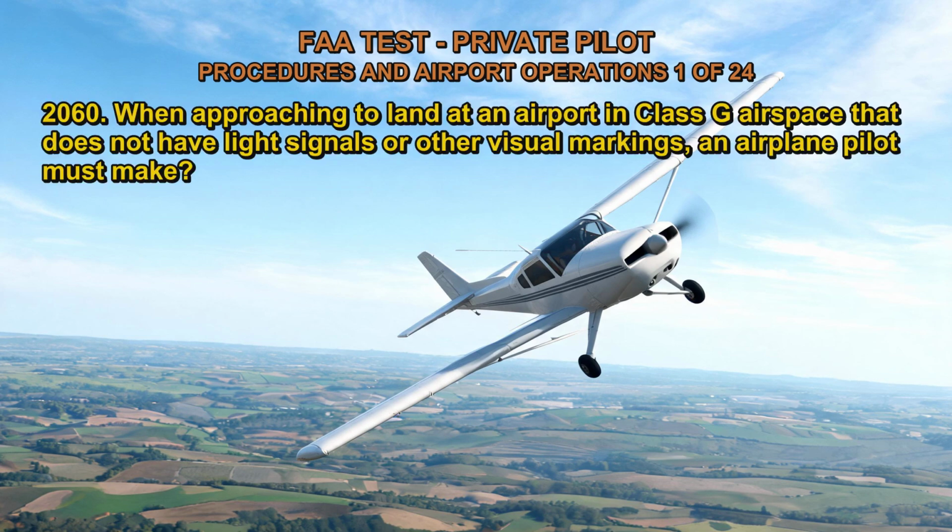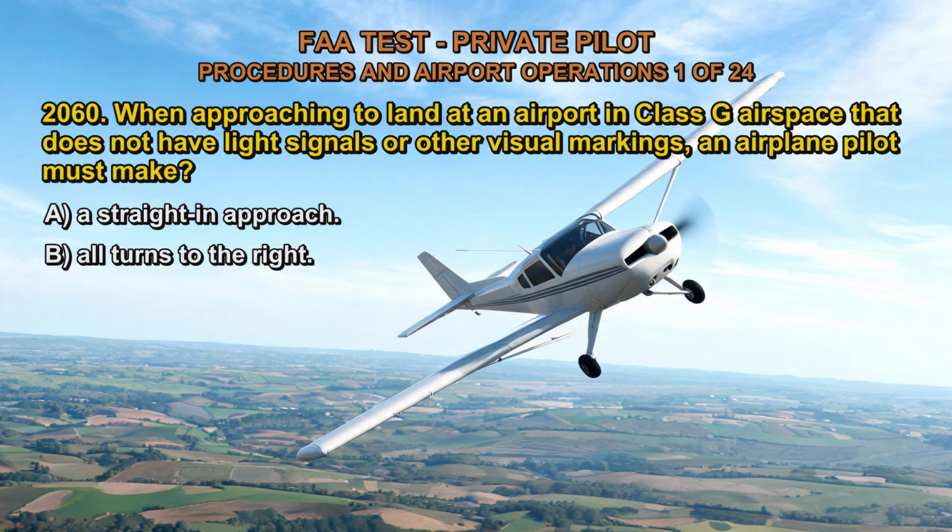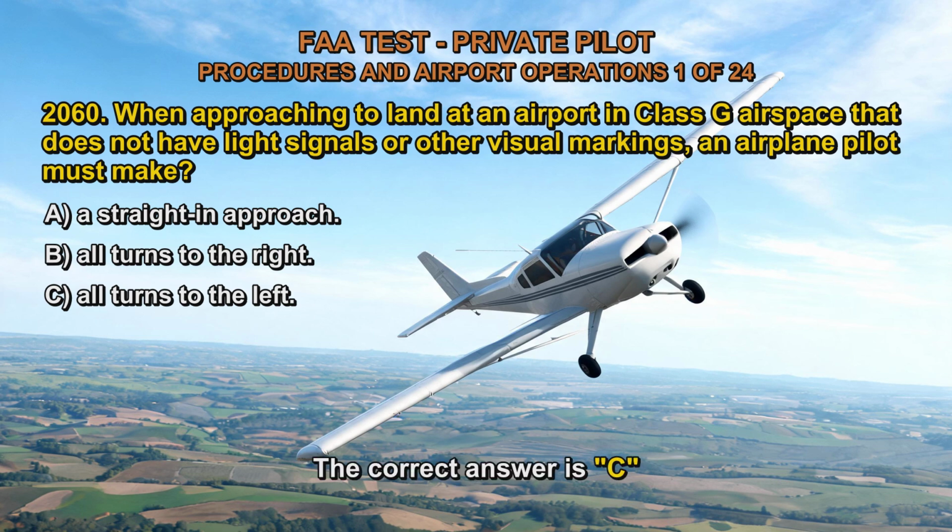2060. When approaching to land at an airport in Class G airspace that does not have light signals or other visual markings, an airplane pilot must make A. A straight-in approach. B. All turns to the right. C. All turns to the left. The correct answer is C.